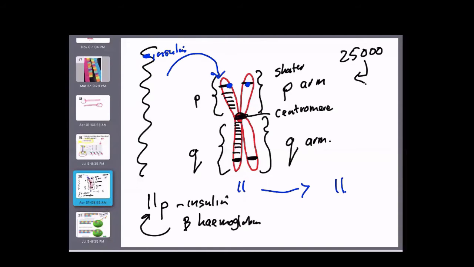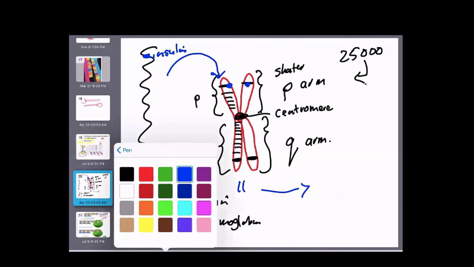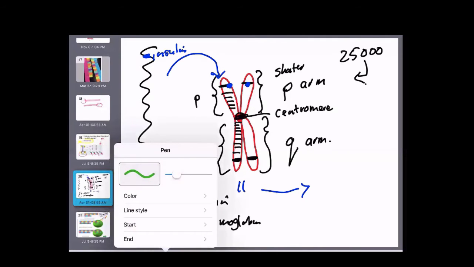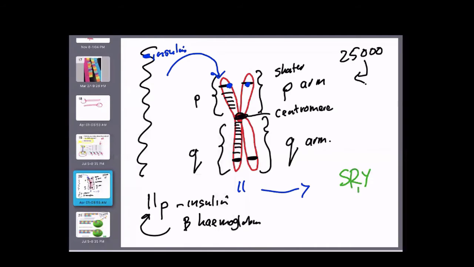Another gene you'll get to hear a lot about is the gene for sex determination, called SRY, and that gene is found on the Y chromosome. It is one of the most important genes in determining that the fetus becomes a male. That gene sets in motion the cells to turn into a testis and make a male rather than an ovary for a female.